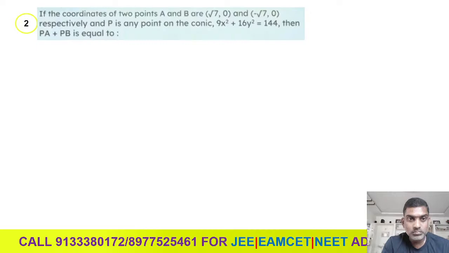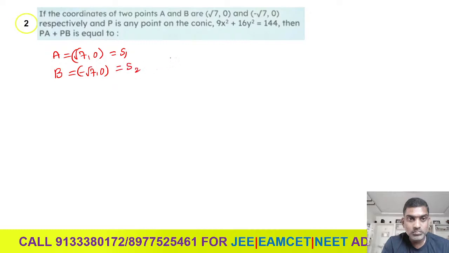So here what they are saying: the coordinates of 2 points A and B are square root of 7, 0 and negative square root of 7, 0. Let us say A is square root of 7, 0, and let us take it as S1. And B is negative square root of 7, 0, and let us take it as S2.